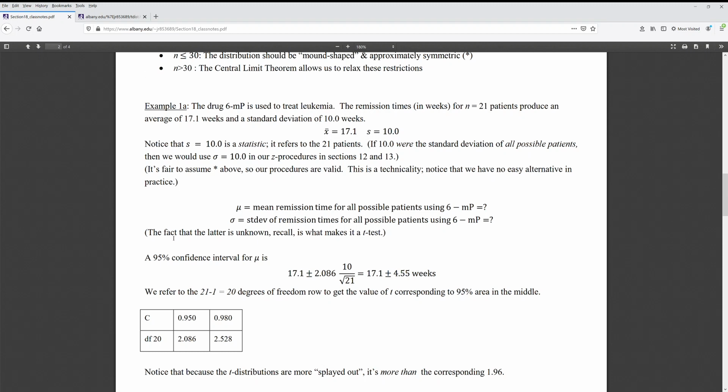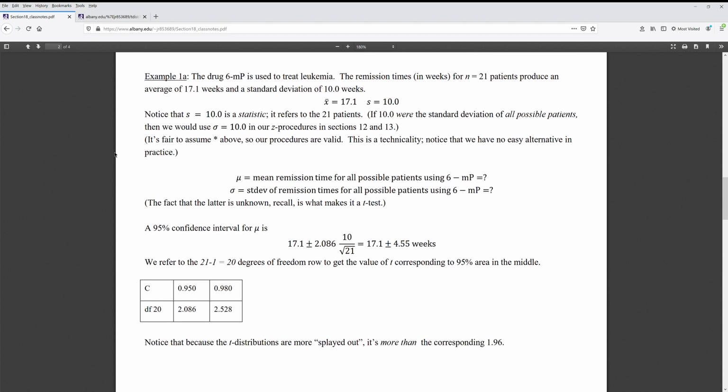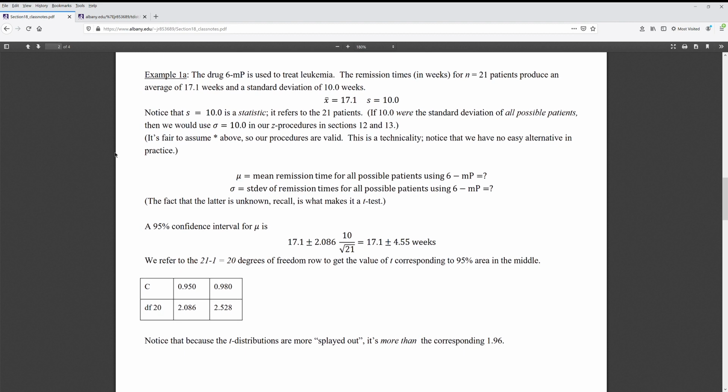Okay, so part 2 of the section 18 video. We've talked about the theory. Now I want to talk about the practice of how we do our actual problems. So, example. The drug 6-MP is used to treat leukemia.